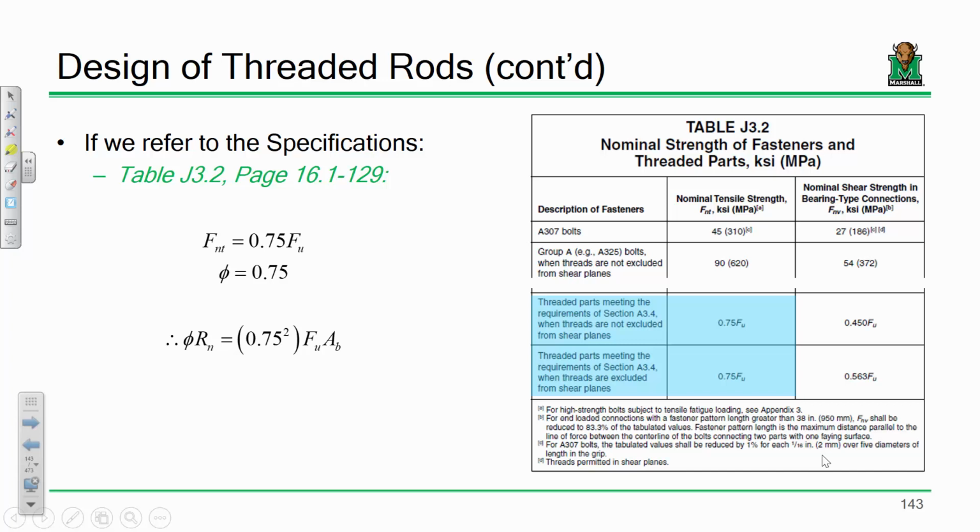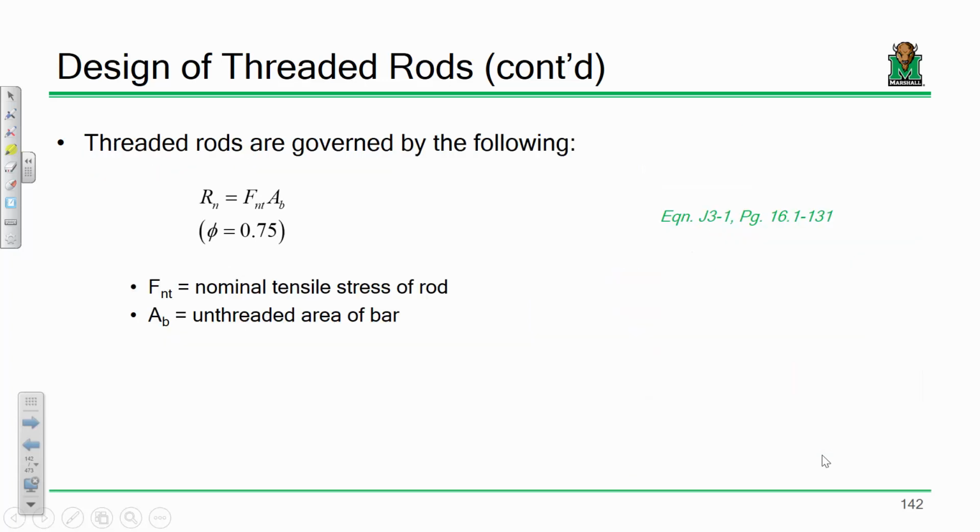What we have to determine is phi, F_nt, and A_b. Phi is going to be 0.75, F_nt, and A_b. So we have to determine two things: what's our nominal tensile stress, and what's our area of the bar? The area of the bar, I'll go ahead and tell you, is just pi over 4 d squared, just the cross-sectional area.